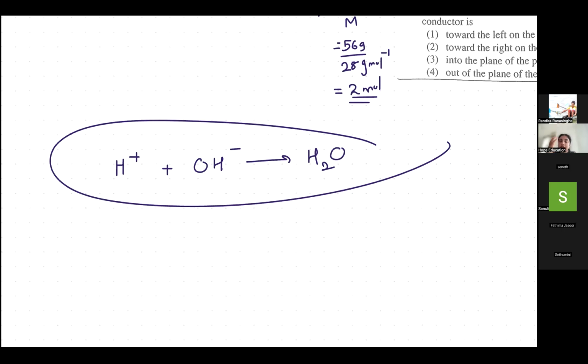When the neutralization reaction happens, we cannot see anything, but if you touch the vessel, it is heated.